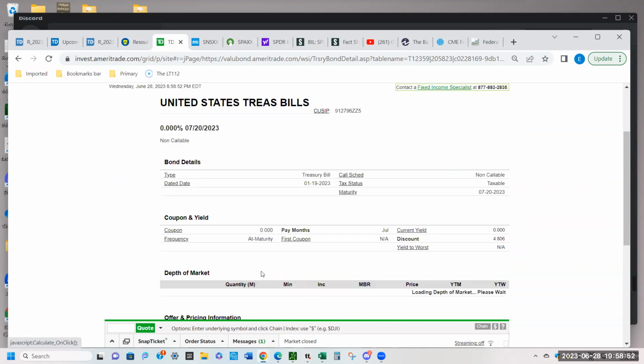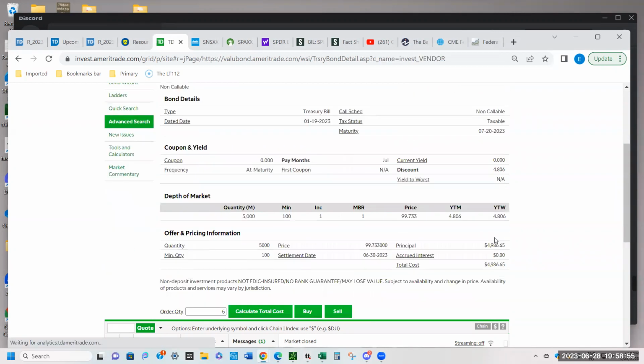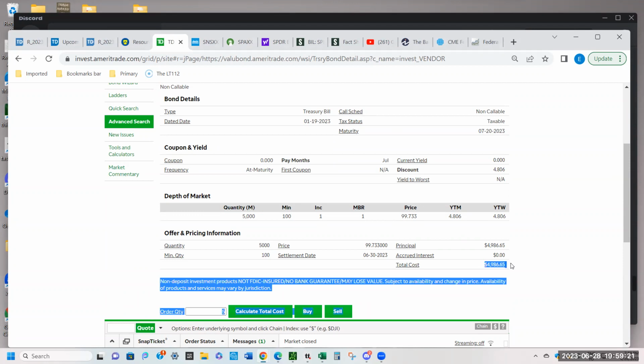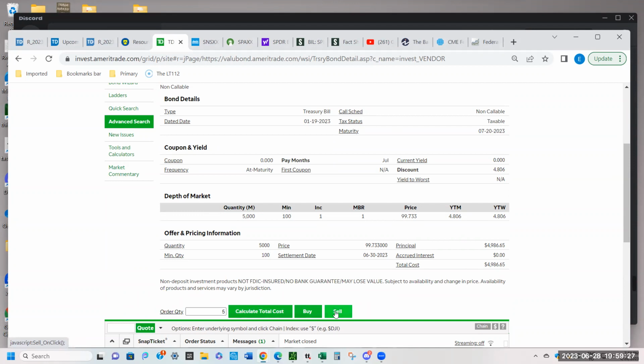You click this, it says calculate total cost, and it gives you a price, 99.73, which is giving the person buying it a 4.8% yield. And that's the money you're going to get. Whatever you sell, 5,000 is what I chose to sell here. So 5,000, that's 50 hundreds, so 50 times 99.733. This is what I'm going to get right here. It's giving you the price. Now you would just click sell.